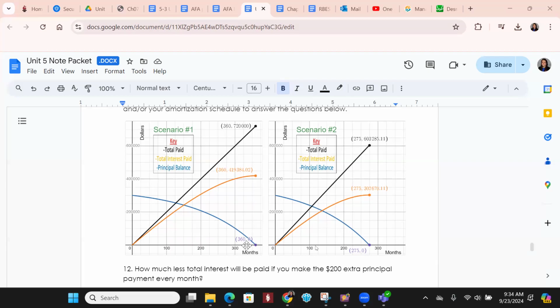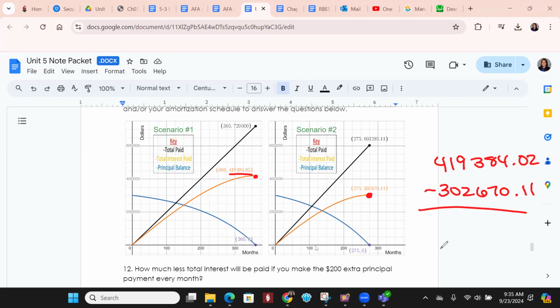How much less total interest will be paid if you make $200 extra principal payment every month? Okay, so let's look at it. Where does this guy end? Okay, so we have 419,384.02. And over here, we have 302,670.11. I want you to subtract those two. Tell me what you get.